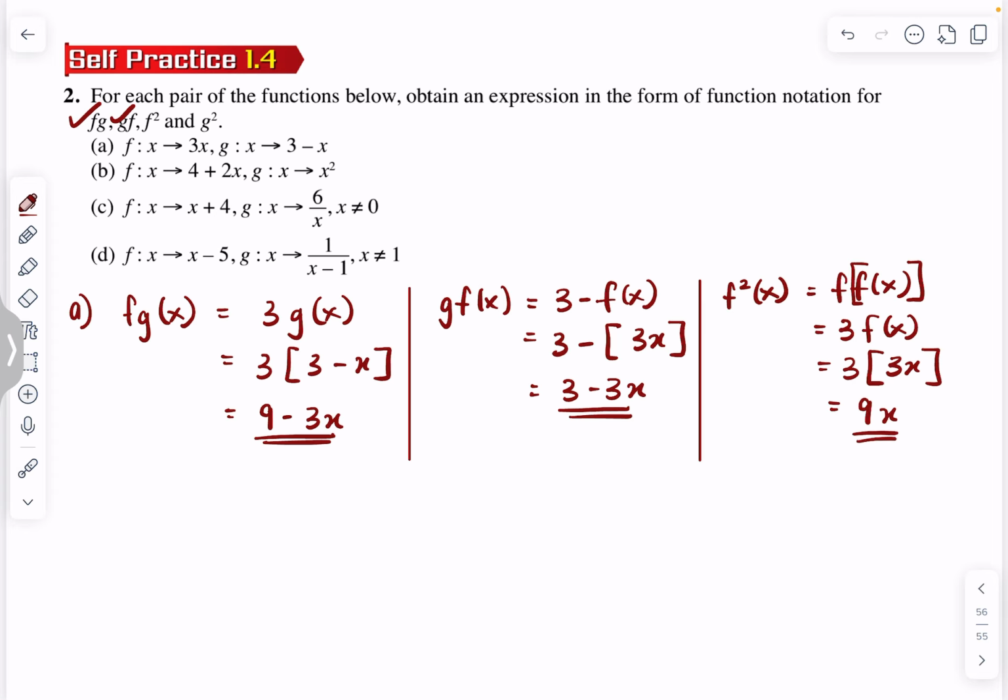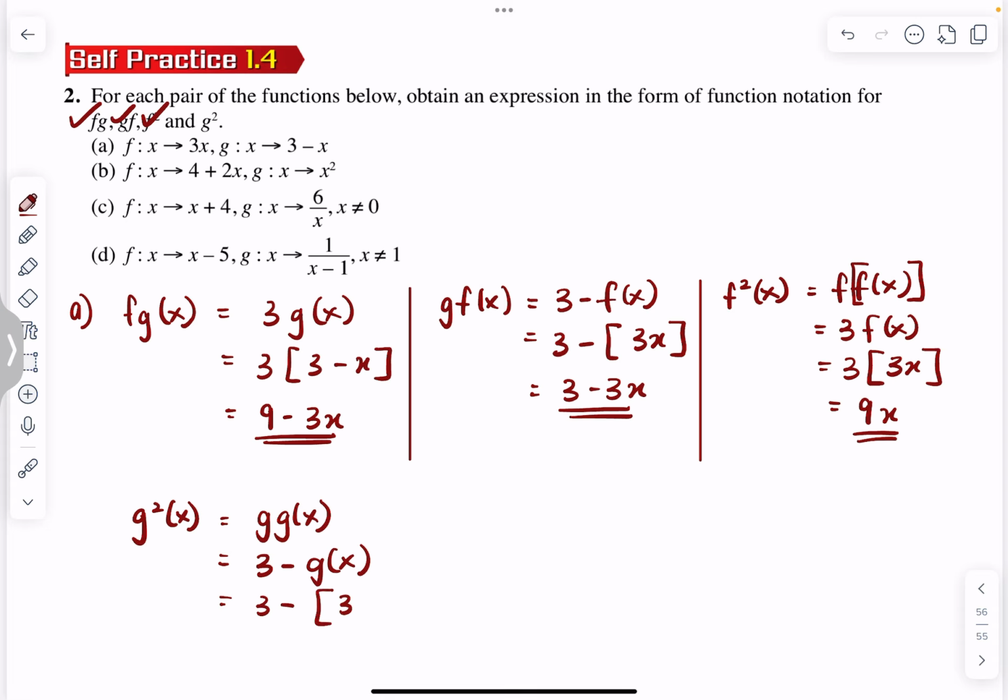And lastly, g squared. So g squared x is the same as g of g(x), so it's the same thing. g(x) is 3 minus x, so g of g(x) would be 3 minus g(x). Then g(x) is 3 minus x, so we sub this in. So this will give us x. That's it.